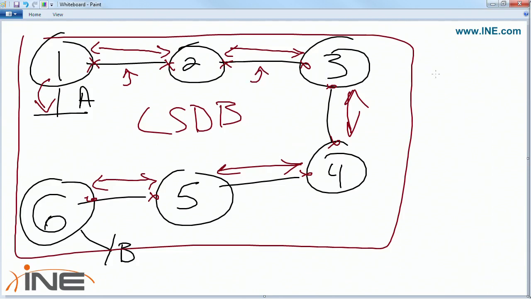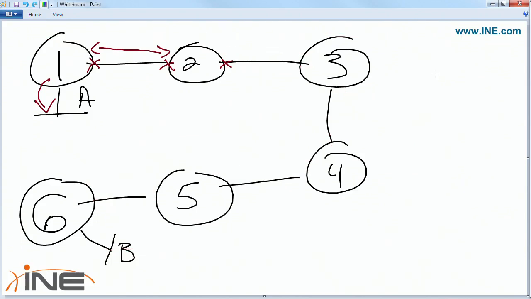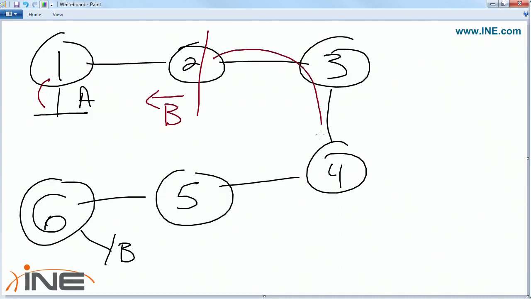Where in the case of EIGRP, the only thing that router 1 would know is that B is reachable in that direction. But it doesn't know how 2 is actually getting to B. OSPF is going to know this end to end, though.